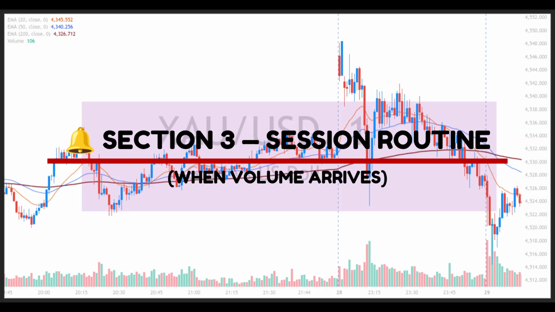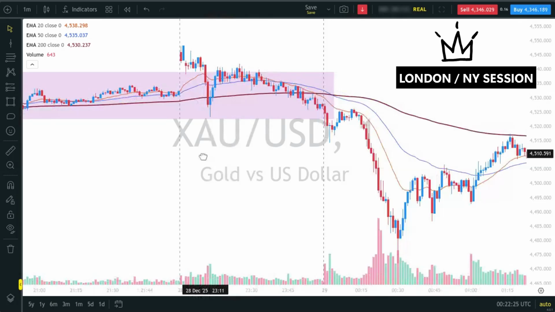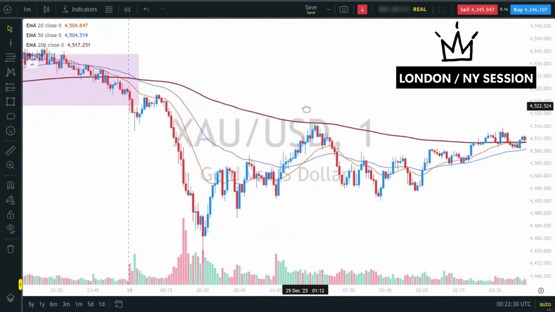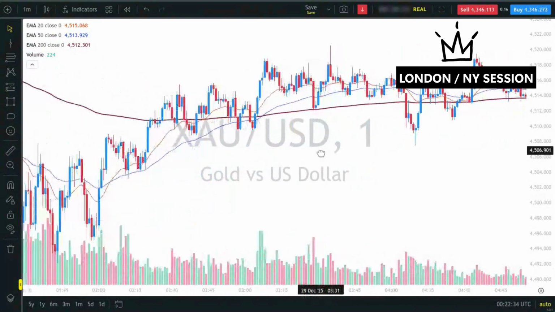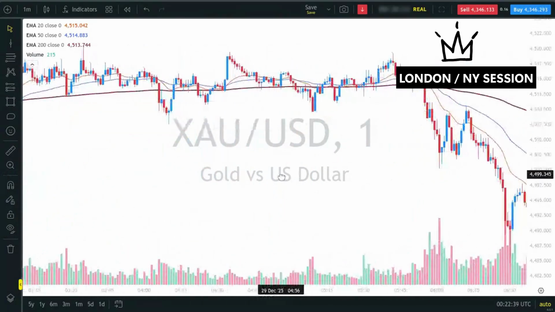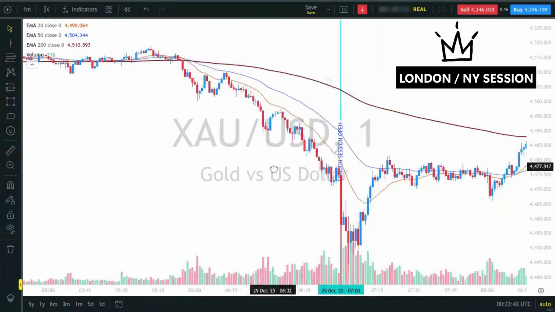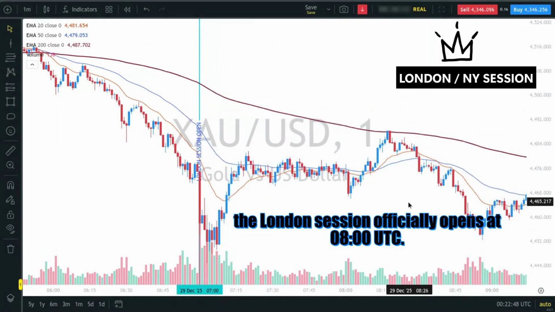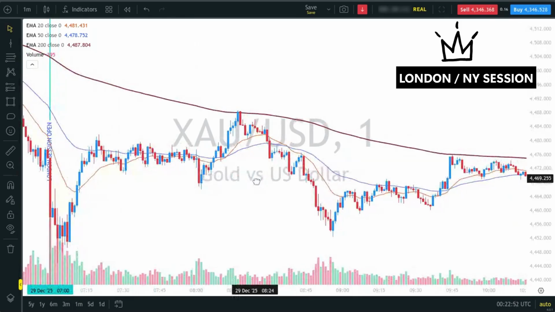Section 3. Session routine, when volume arrives. Now watch carefully. I did not change indicators. I did not chase price. I only did one thing. I showed up, on time. Notice the difference now. EMA 20 starts moving away from EMA 50, this shows momentum. EMA 200 gives me direction. I do not fight it. I respect it. Look at the volume.